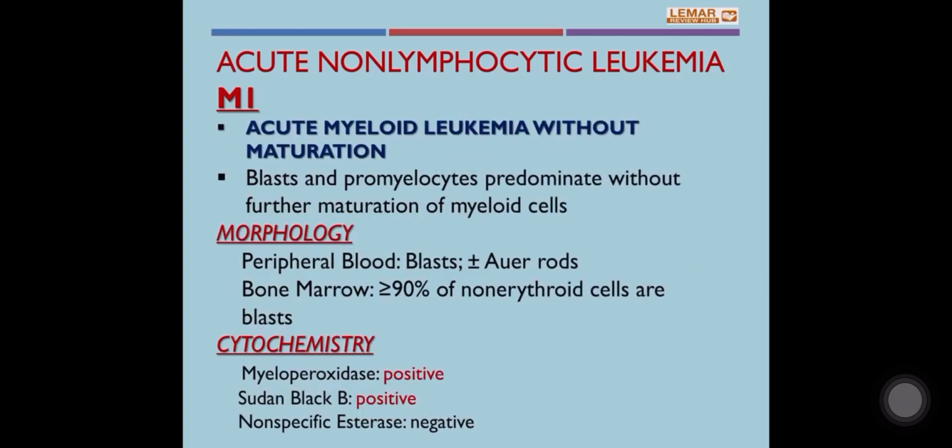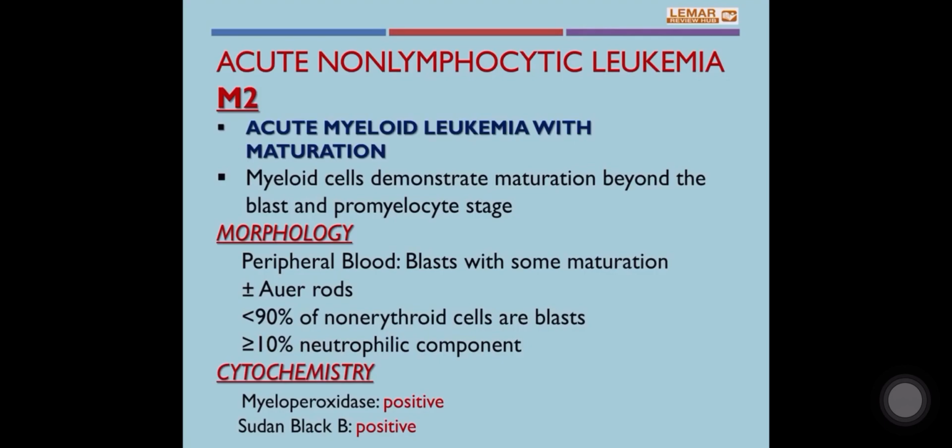M1, AML, or acute myeloid leukemia without maturation. Blast and promyelocyte predominate without further maturation of the myeloid cell. So hanggang promyelocyte lang to. The peripheral blood film is characterized by presence of blast, which could be positive for presence of Auer rods. Cytochemistry reveals a positive MPO, positive Sudan black B, negative non-specific esterase, negative TDT.